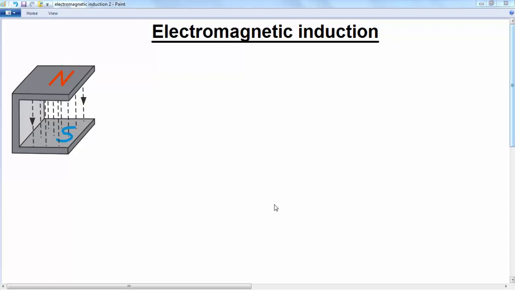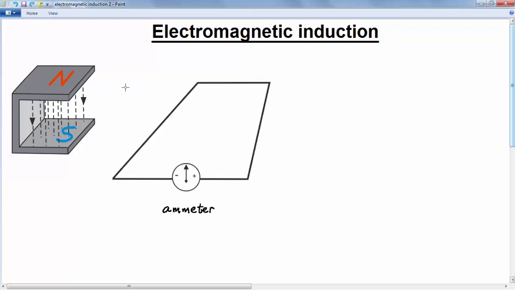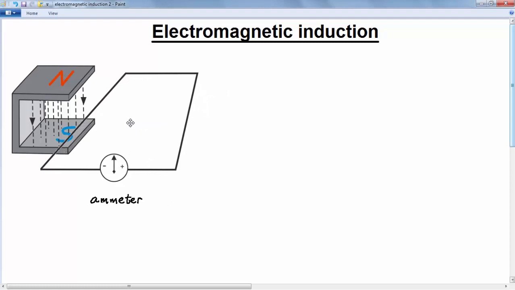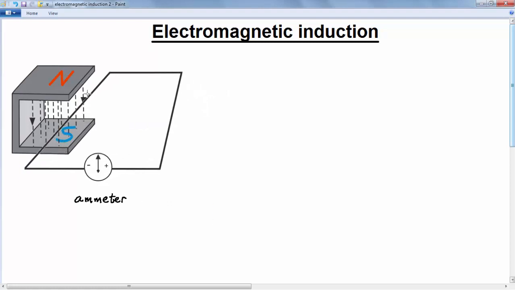In this lesson we're going to look at electromagnetic induction. Now, electromagnetic induction occurs whenever a conductor passes through a magnetic field. So in this case we've got a conducting loop, and when the conducting wire cuts through the magnetic field, a voltage is set up across the wire called an EMF, which drives a current around the circuit.